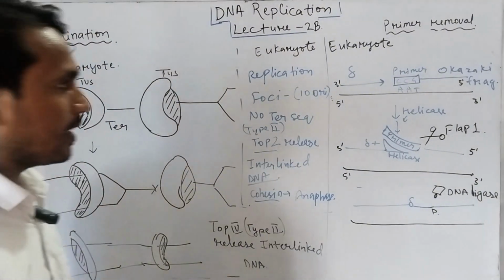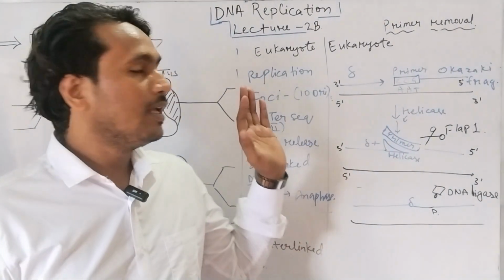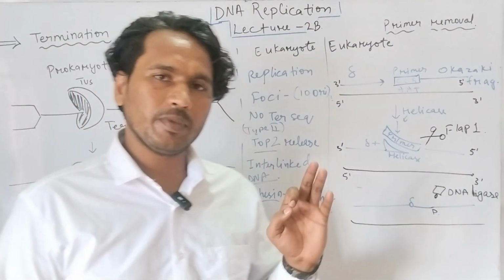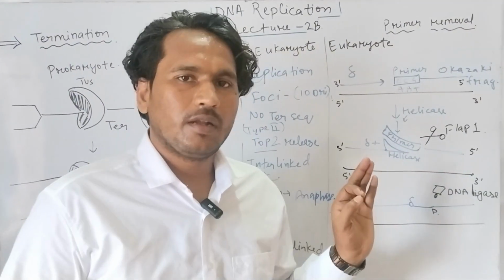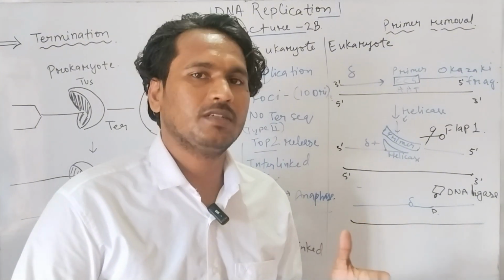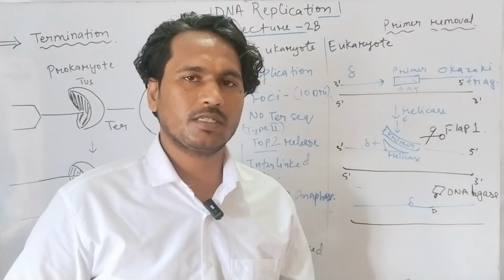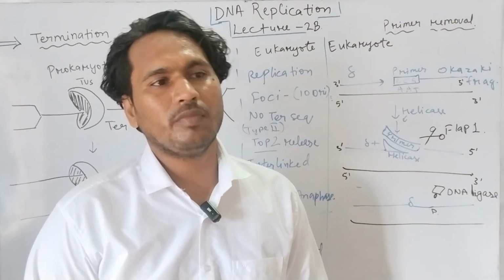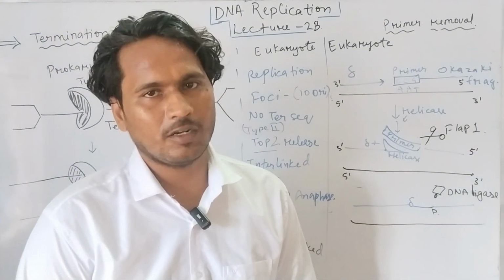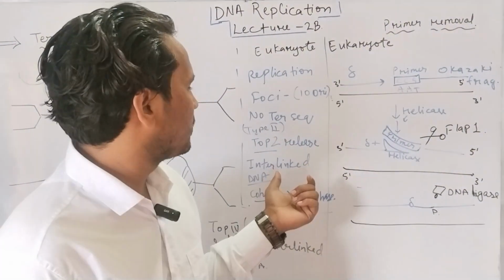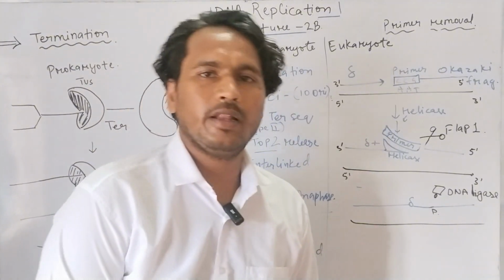But in case of the eukaryote, there is no such type of termination sequence still known in every eukaryote. But in case of the yeast, we found there are related termination sequences present. Okay. Another thing is that there is a replication foci which consists of at least 10 origins of replication, and these 10 origins of replication will mediate the termination without the termination sequence. And once the termination is done, the topoisomerase 2, that is a type 2 topoisomerase, will release this interlinked DNA in case of the eukaryote.